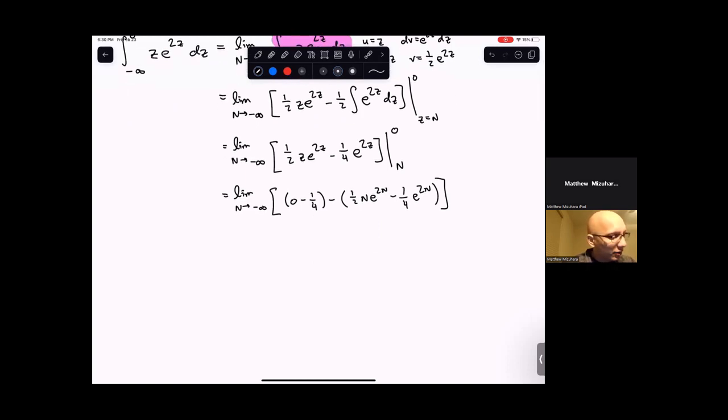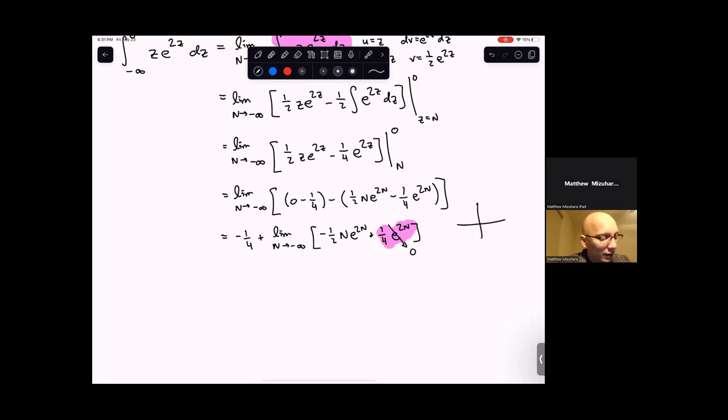Let's simplify this a bit. So this should be equal to, I can pull the negative 1/4 out, right? That's being added to the front here now. I have the limit as n approaches negative infinity of negative 1/2 n e to the 2n, and then distribute that minus sign, so plus 1/4 e to the 2n. Okay. So first things first, I notice this 1/4 e to the 2n. As n goes to negative infinity, this is e to the minus infinity. This is going to 0, right?